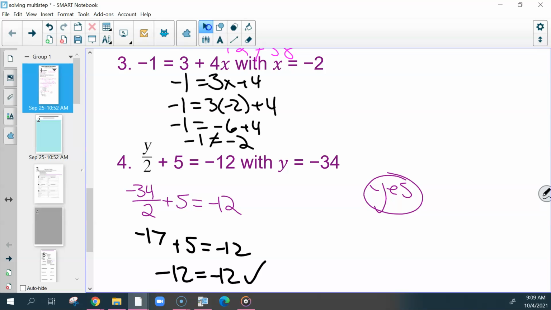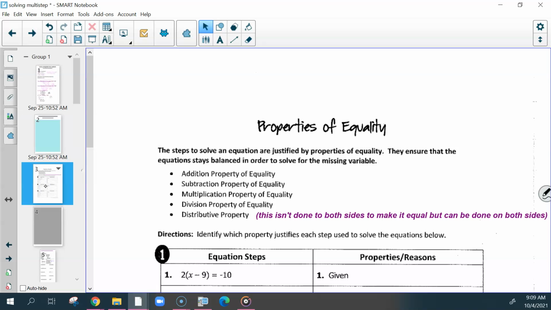Any questions on how to determine is it a solution or is it not? On to the next page.